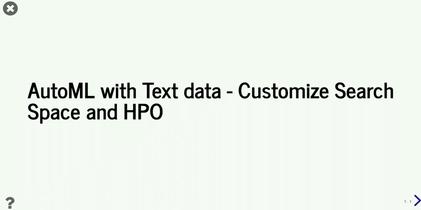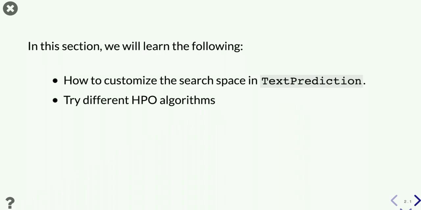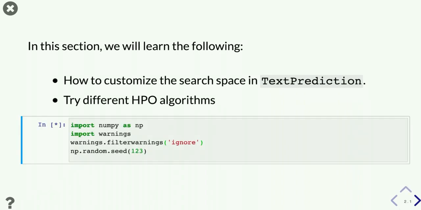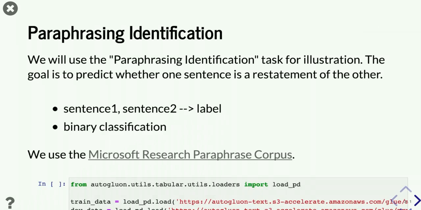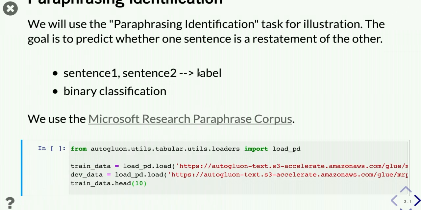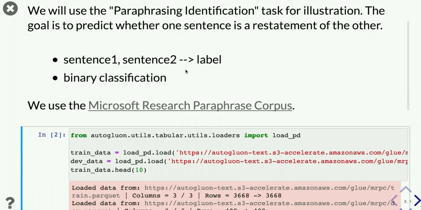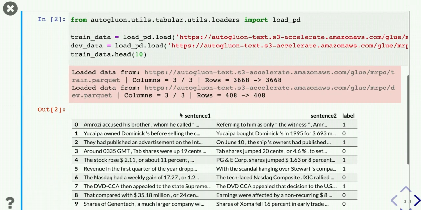Alright, now we have understood the basics of the text prediction task. In this section, we will learn how to customize the search space, and we will try out different HPO algorithms. We will use the paraphrase identification task for illustration. The goal of this task is to predict whether one sentence is a restatement of the other. First of all, let's load the data. We are using the Microsoft Research Paraphrase Corpus, the MRPC dataset. We can see it's also a pandas data frame, and there are 3 columns: sentence 1, sentence 2, and label.